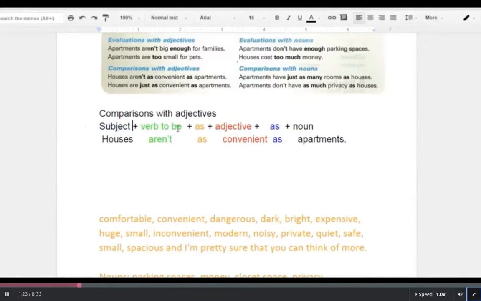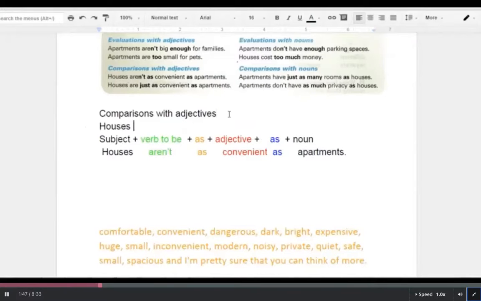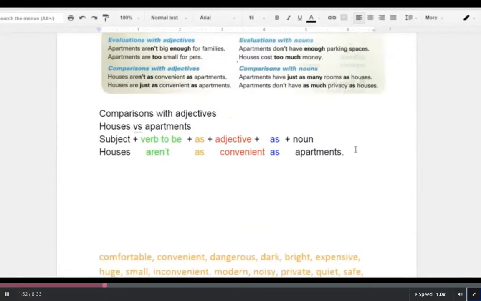This is going to be followed by the verb to be. The verb to be can be in its positive form or in its negative form. And it will be followed by as, the adjective, and as. So, quick example. Houses aren't as convenient as apartments. Towards the end, you will include whatever it is that you're comparing your subject with. So, in this case, I'm comparing houses versus apartments.